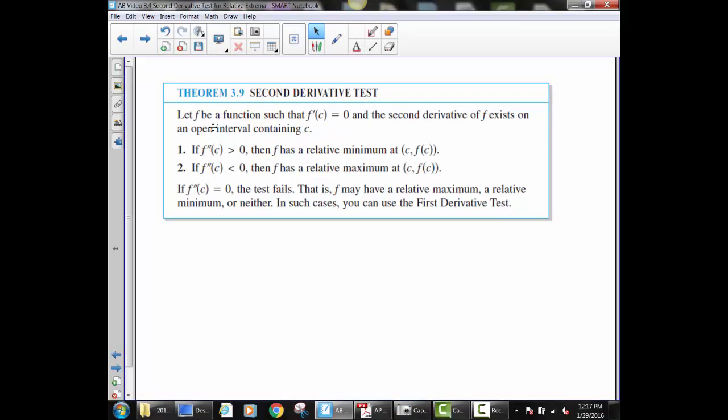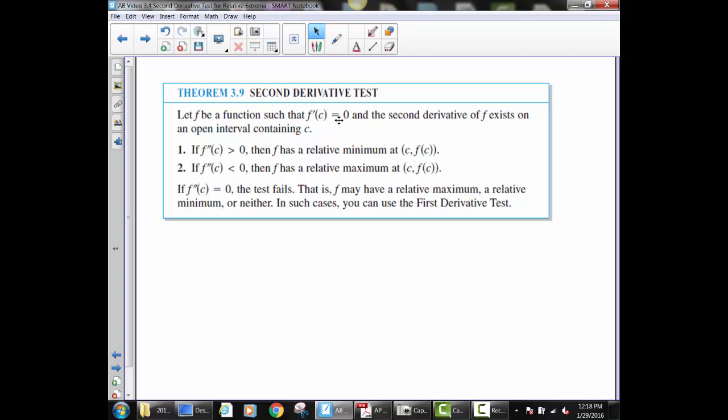So here is the actual second derivative test. You have a function f, and it only works if you have a critical number that makes the first derivative equal to 0. If any of your critical numbers make the first derivative undefined, you will not be able to use the second derivative test. And the second derivative of f has to exist on an open interval containing c. So there are two hypotheses. One, you have a critical number where the first derivative is 0, and two, your second derivative has to equal a number. It cannot equal infinity, negative infinity, or does not exist.